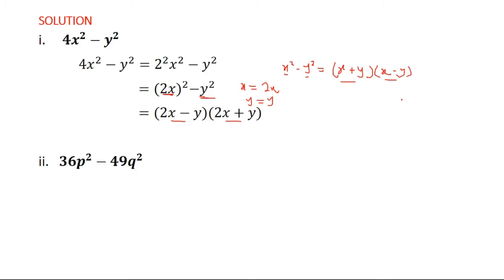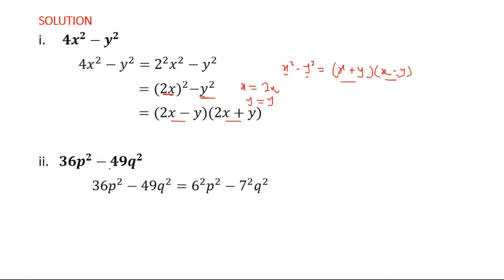Let's take the next question. 36p squared minus 49q squared, and we are supposed to use the principle of difference of two squares. We know that with 36p squared minus 49q squared like this, we cannot use the principle straight away, so something has to be done.